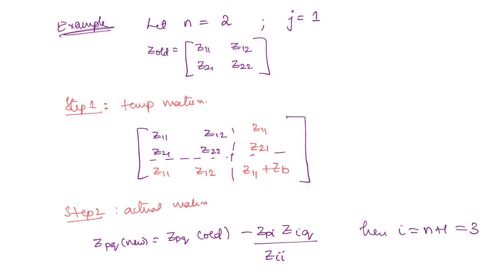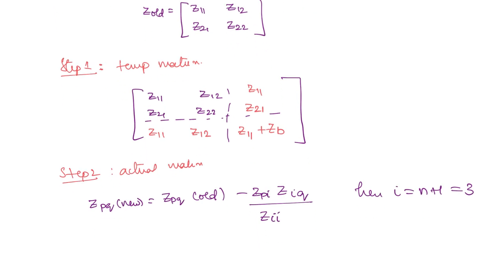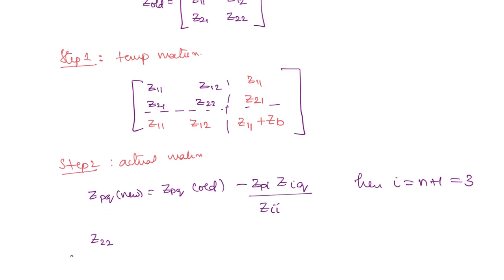So we will take one element, the others you will have to do in a similar manner. So we will take, say, Z22. That means p is equal to 2 and q also we are taking as 2. So Z22 new is going to be equal to Z22 old. Or we will take it as Z2 dash, this will be more clear. Z2 dash is equal to Z2 old, which is nothing but Z22, minus Zp is 2, i is 3. And next i is 3, q is 2, divided by Z33.